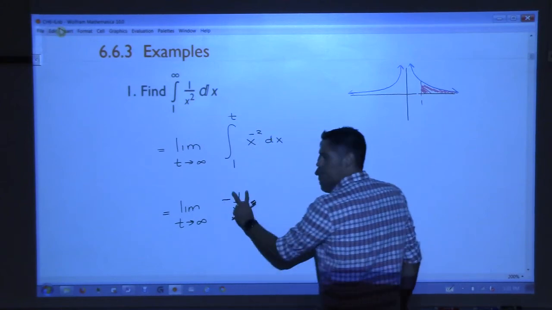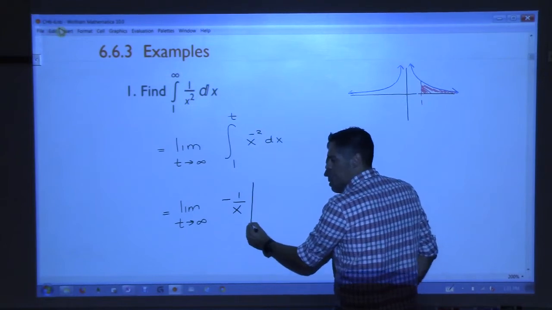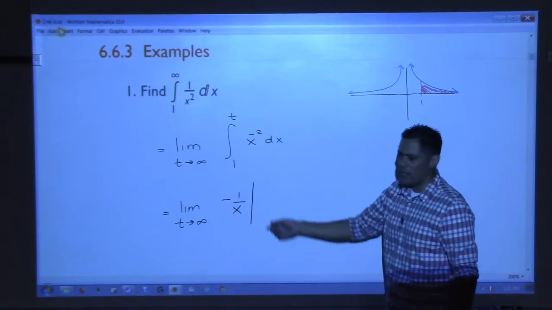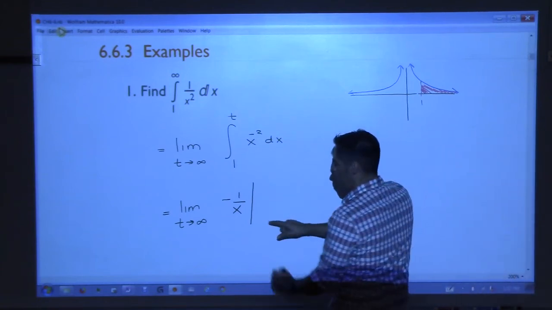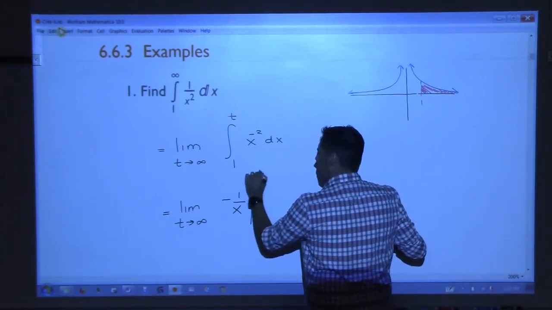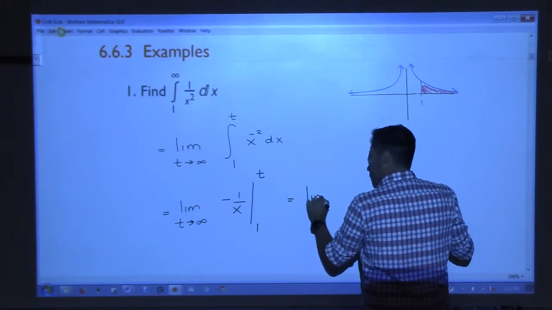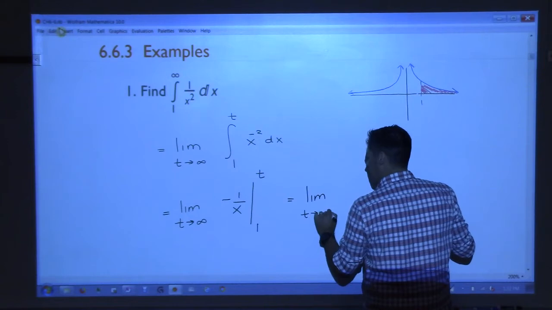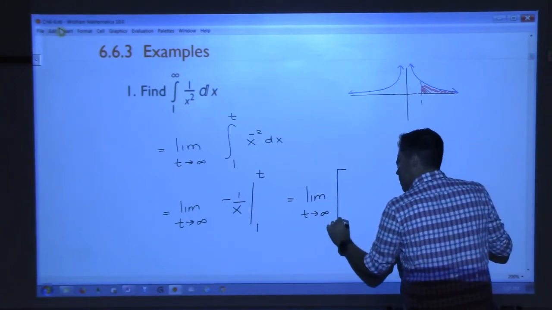That's the antiderivative. And then from last class, because it's a definite integral, we put the bar here. Sometimes we call that the evaluation bar. And then what do I put on the bottom? 1, and on top, t. Okay? Now, the next step, we rewrite the limit again. t goes to infinity.